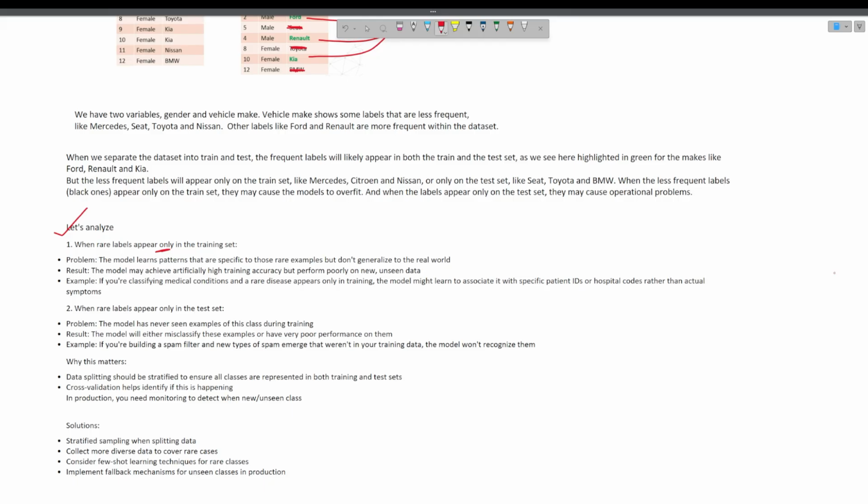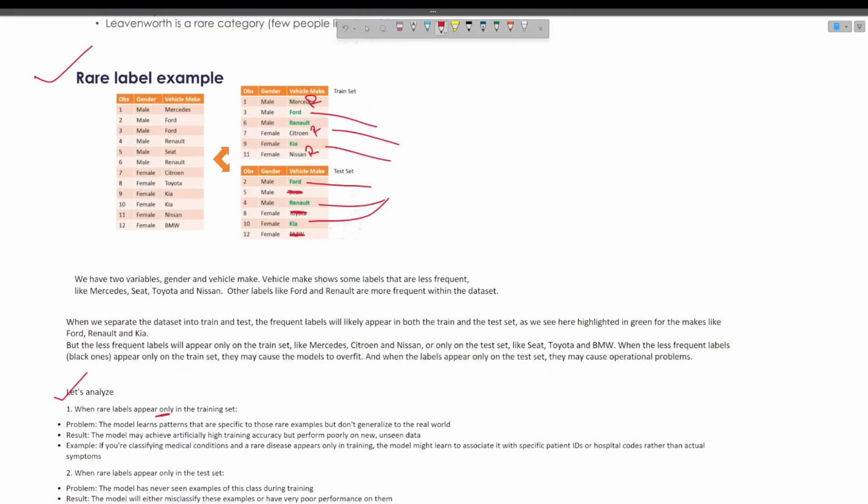So what does it mean? As I mentioned previously, we pass this training data set into this model, and the model basically learns the pattern. So it is ready to give some output for these three as well. But in the test data set, you can see they are not even used. The point is, assume that the goal is to know the connection between Ford, Renault and Kia.